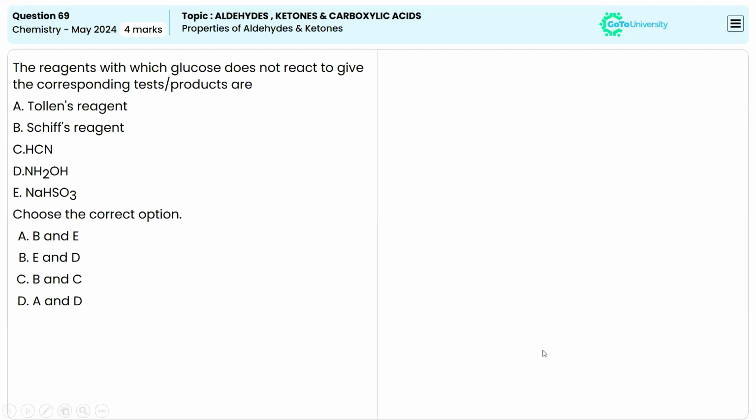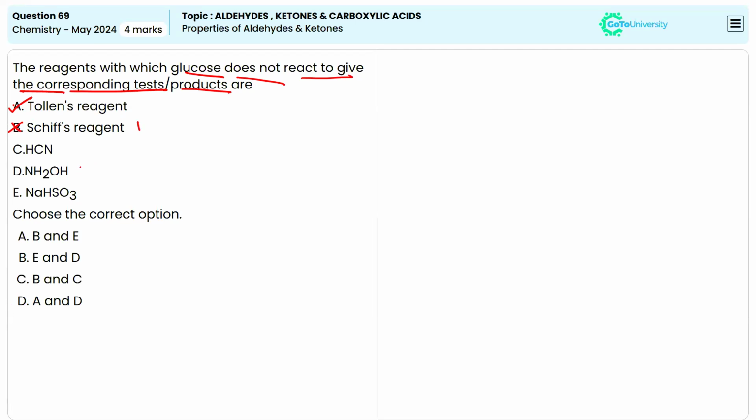In this question, we have some reagents. You have to choose the reagents in which glucose does not react to give the corresponding test or products. Let us see the first one, Tollens reagent. Glucose can react with Tollens reagent, so this is not the correct answer. Coming to option B, Schiff's reagent. Glucose cannot react with Schiff's reagent. Okay, so this will be one answer.